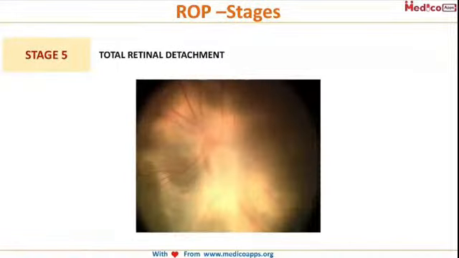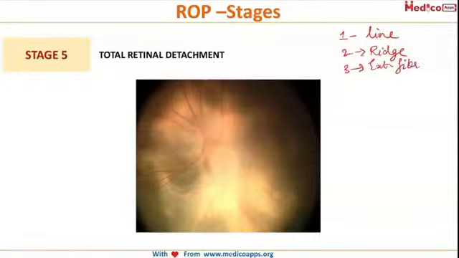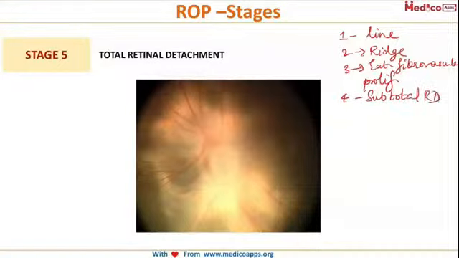Okay, just to summarize, stage 1 is our line, stage 2 is ridge, stage 3 is extraretinal fibrovascular proliferation, stage 4 is subtotal RD, and stage 5 is your total tractional RD. Okay, these are the 5 stages. Kindly try to remember all of these stages.